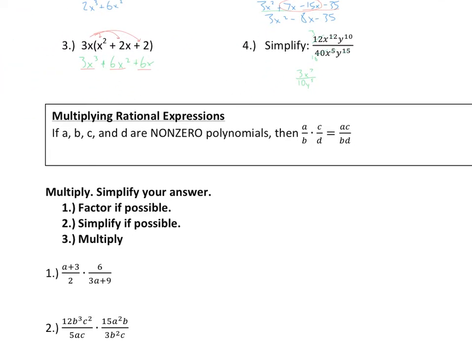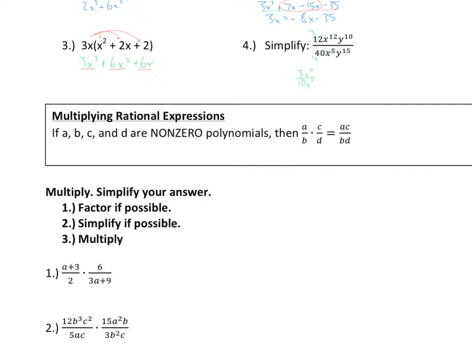Multiplying rational expressions is very similar to multiplying fractions, and dividing rational expressions is very similar to dividing fractions as well. So you're going to use some of the same skills you learned back in Chapter 7 and Chapter 8. We're going to be doing some factoring today, and we're going to be distributing some things today. So you'll notice the rule here.